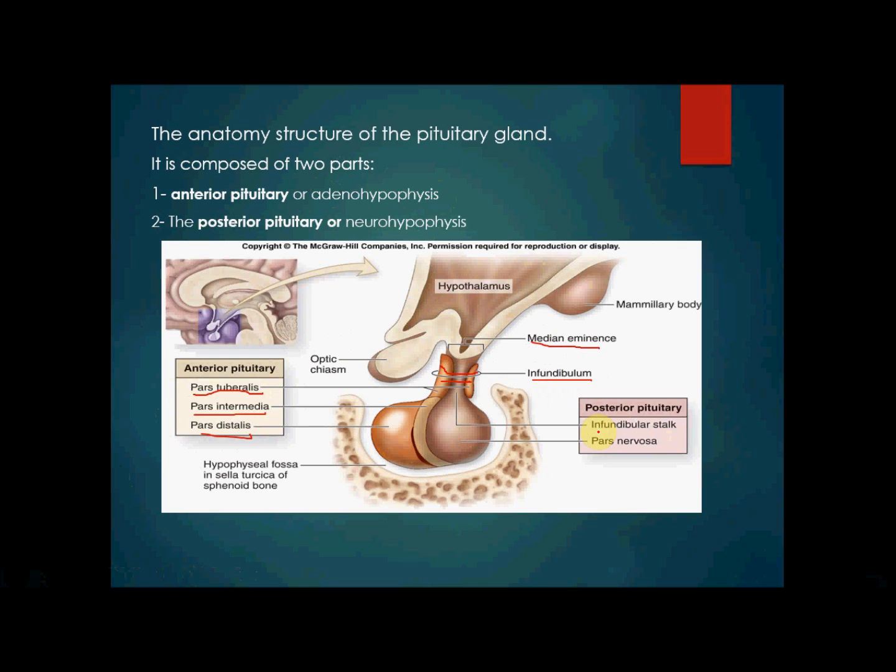Now, infundibular stalk. Okay, so this is the stalk of the infundibulum, and then we have the pars nervosa. Those are the two portions of the posterior pituitary gland. Now they have other names. The anterior pituitary has another name called adenohypophysis, and we have the neurohypophysis, which is the posterior pituitary.